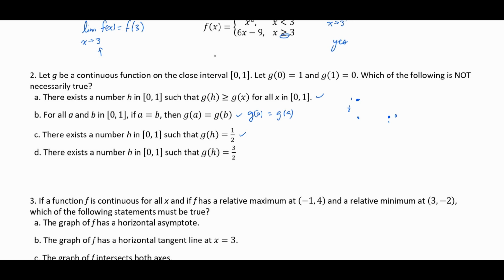To D, there exists a number h in 0 to 1 such that g of h equals 3/2. So again, we'll put an h somewhere, and then 3/2 we'll put right there. Is that necessarily true? Well, we don't know that the function goes up and then comes back down. There's nothing in the prompt that tells us that's true. This function could just go like that, in which case it'll never reach that 3/2. So this one, the answer would be D, because that's not necessarily true.